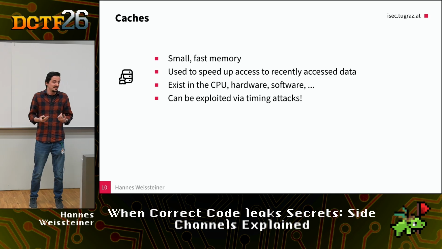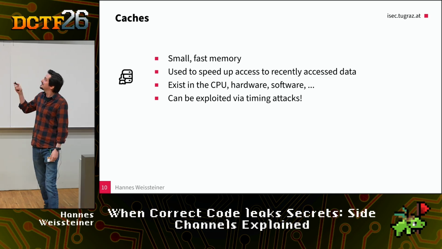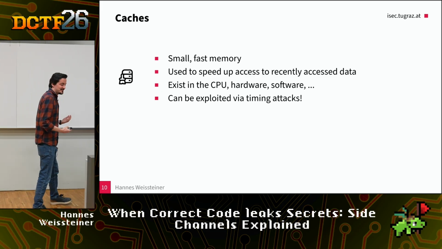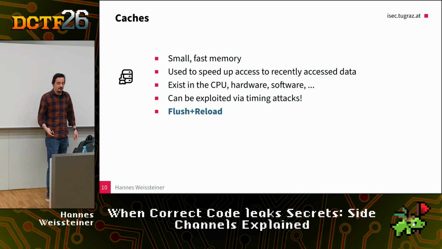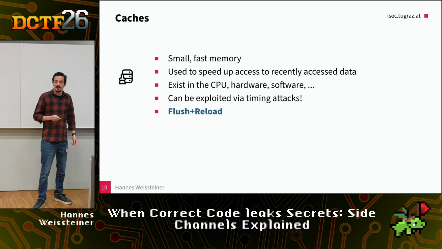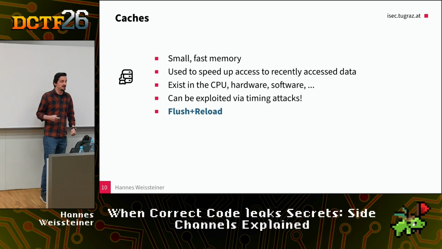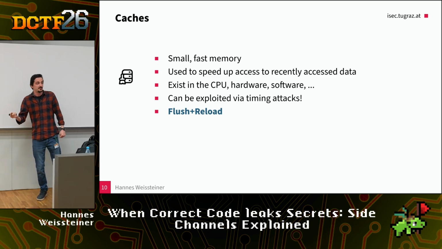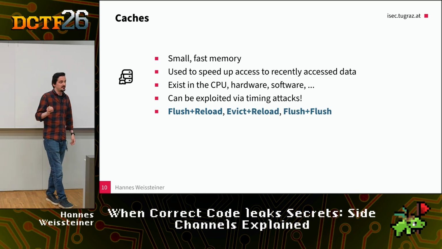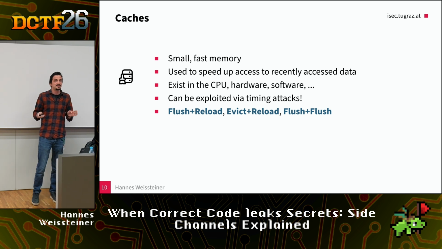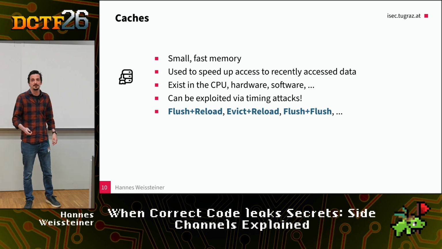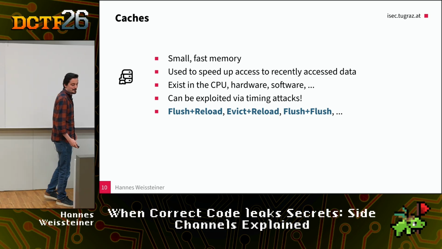And of course, to speed up recently accessed data, we can already see a timing side channel in here, right? There's multiple techniques that you can use. Generally, flush and reload is the simplest one. You access data, and then you flush the old data, and you try again. We will see that later. There's also evict and reload, flush and flush. There's multiple different techniques that apply essentially across the board with everything that has caches.